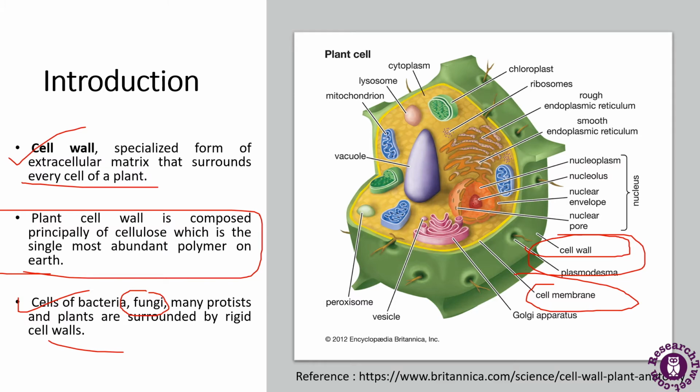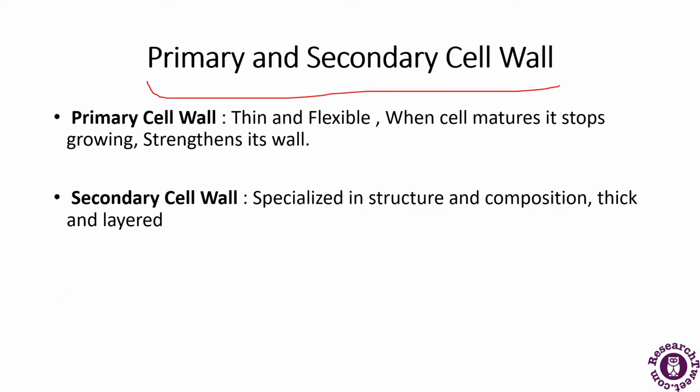Next comes the primary and the secondary cell wall. Plant cell walls are classified into two major categories, the primary cell wall and the secondary cell wall. First we will discuss the primary cell wall. Plant cells first secrete a very thin and flexible wall, which is called the primary cell wall. And what is it composed of?